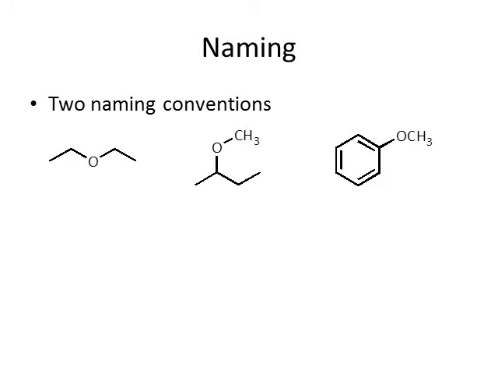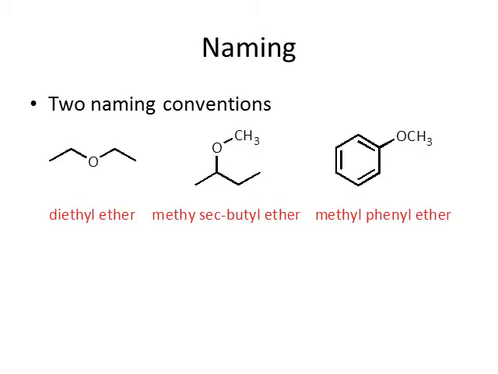Some quick naming. There's two ways of naming ethers. Kind of the older way, which is still very commonly used, just involves taking an oxygen with two groups attached, naming those groups and calling it ether. For instance, this first one has two ethyl groups attached to oxygen, and so it's called diethyl ether. This second molecule has an oxygen with a methyl and a sec-butyl. Sec-butyl is a four-carbon chain with a connection at the second position over. And this third one has an oxygen with a methyl and a phenyl.